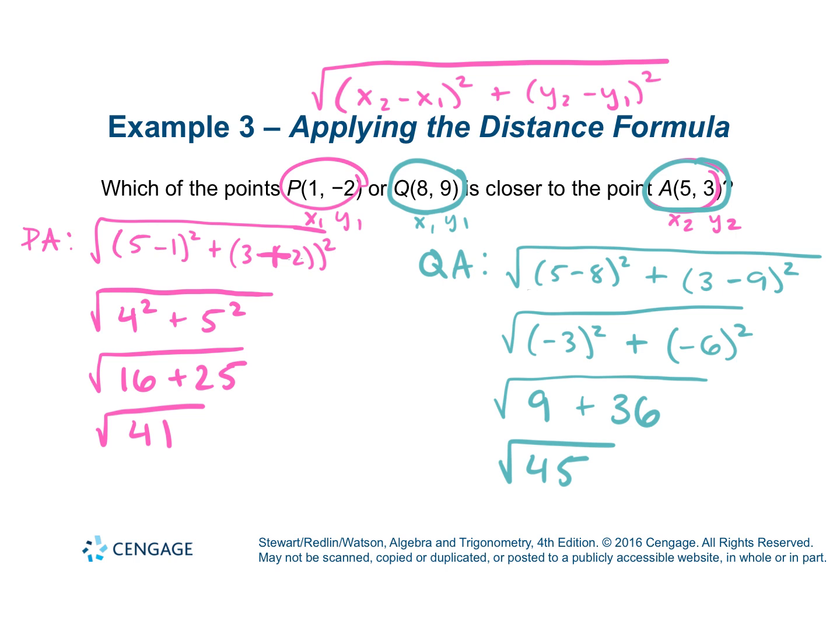Let's answer the question. Which of the points is closer to A? P is closer. Awesome. So P would be closer. Since this is smaller, it's got a shorter distance, P is closer.